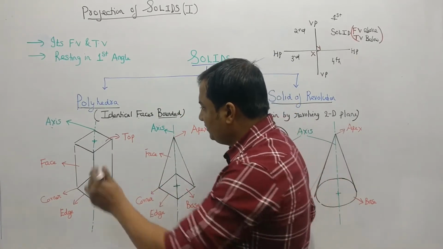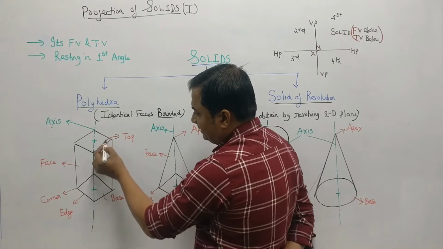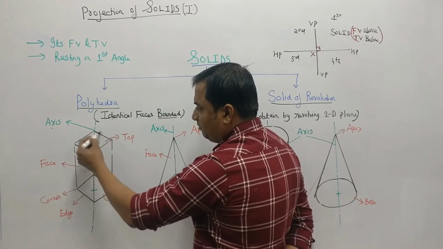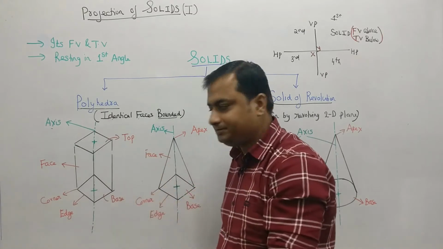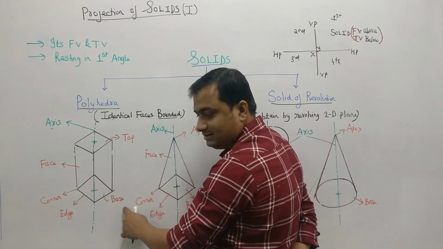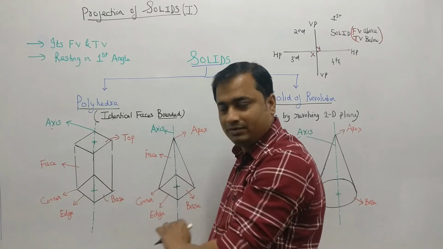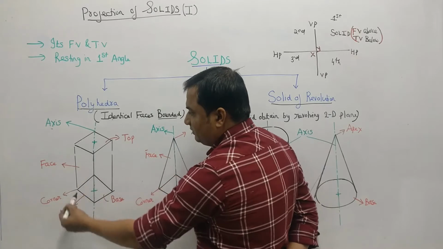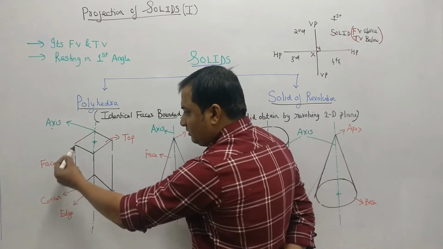Now in this prism, this is my top structure. As you can see, the top square is called the top. The base square is called the base, because that is at the bottom, right? And this is called the face of the prism.